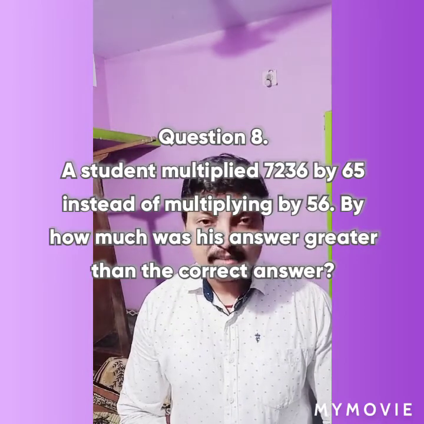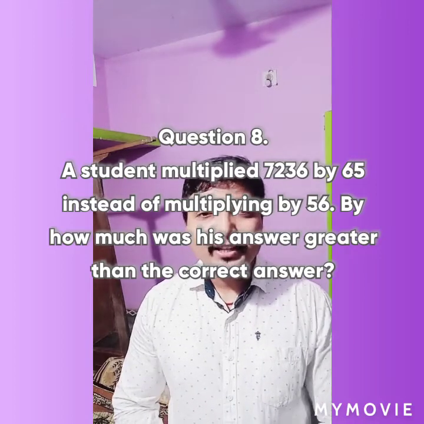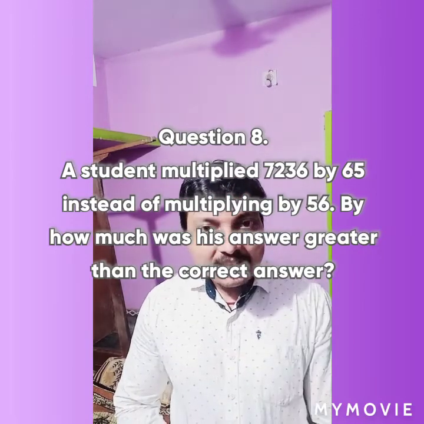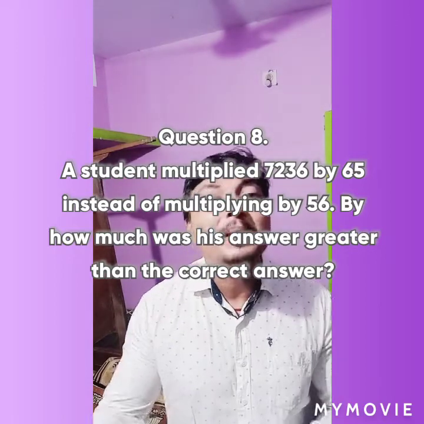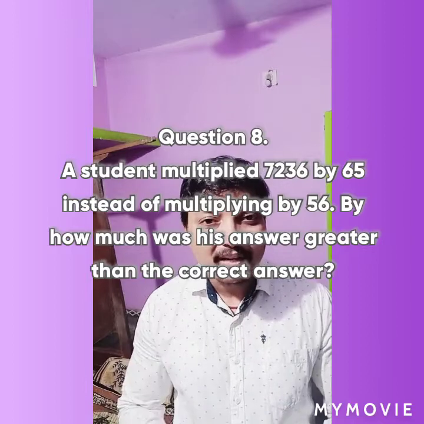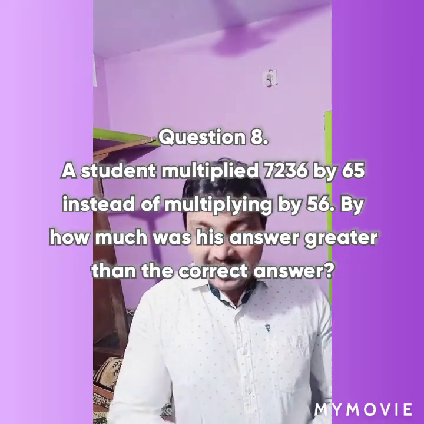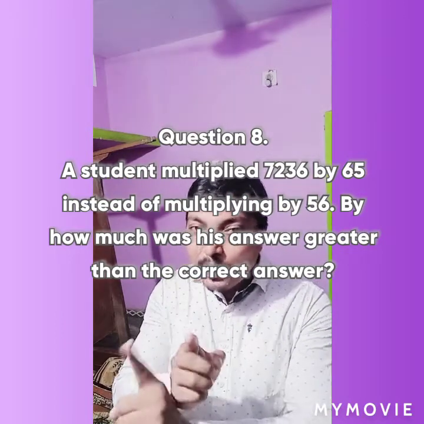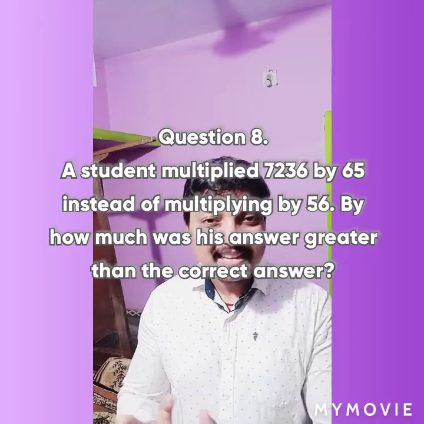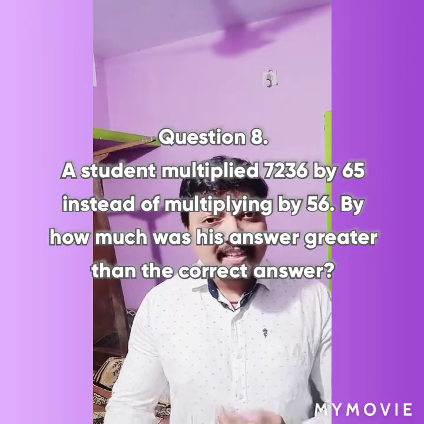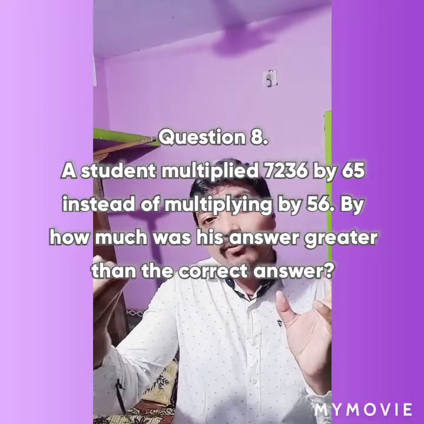7,236 by 65 instead of multiplying with 56. Actually, in the exam it is said that you just have to multiply 7,236 with 56. With 56 you have to multiply. It happens in many students' cases that instead of 56 they reverse it and mistakenly write 65. The question is given with the same kind of situation. Okay, the number you have to multiply with is 56, but someone is multiplying with 65.